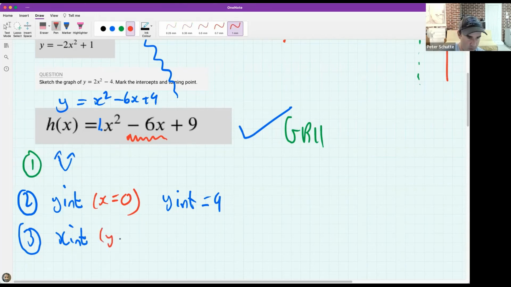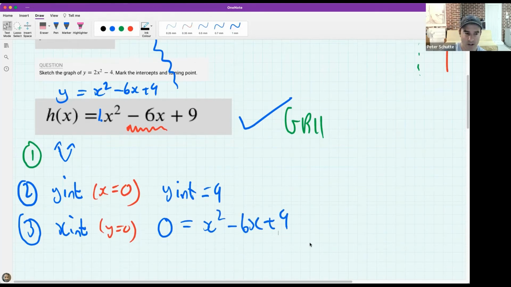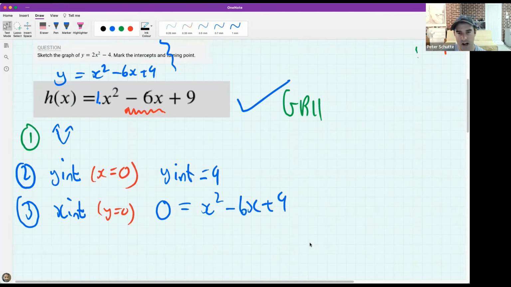I simply make y equal to 0. So how do I do that? I go 0 equals x squared minus 6x plus 9. Now, can you see that's a quadratic equation that we had to learn to solve earlier on?